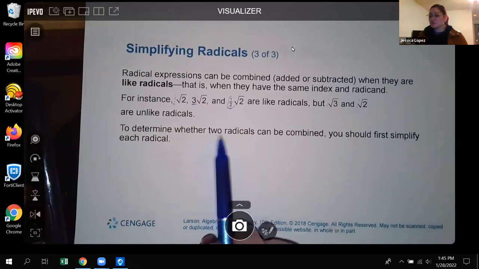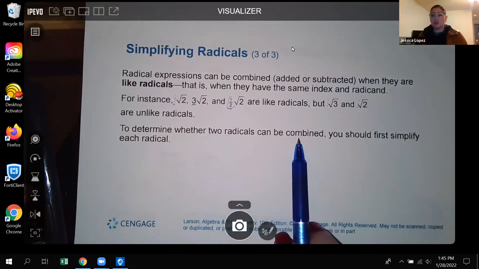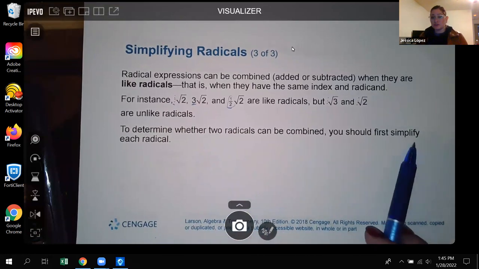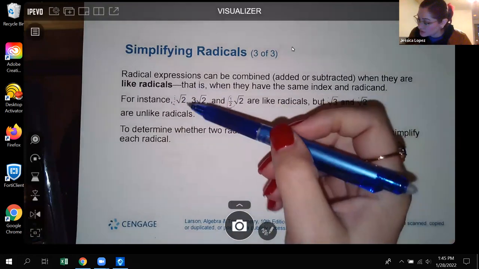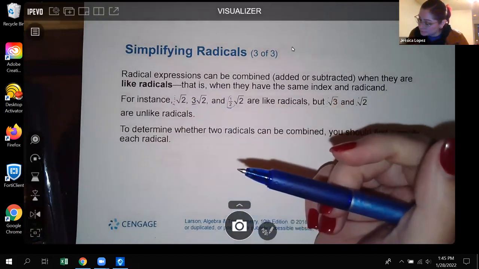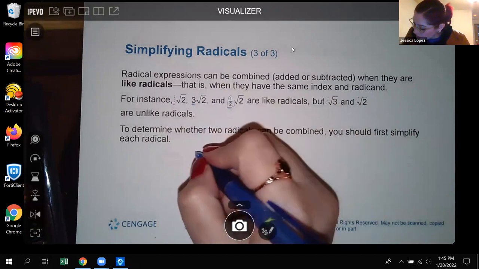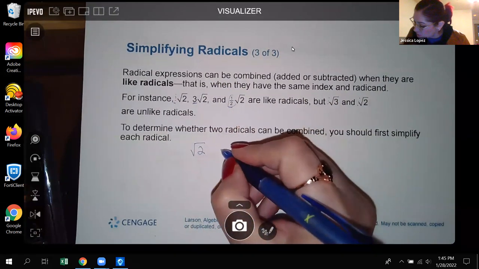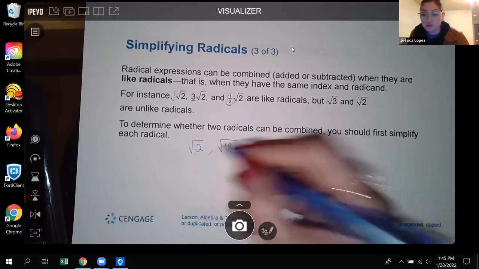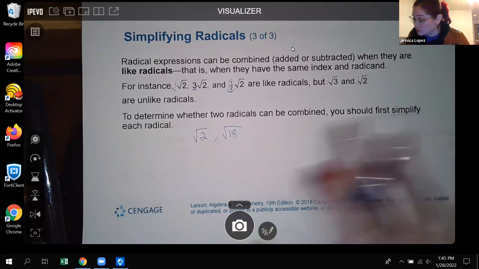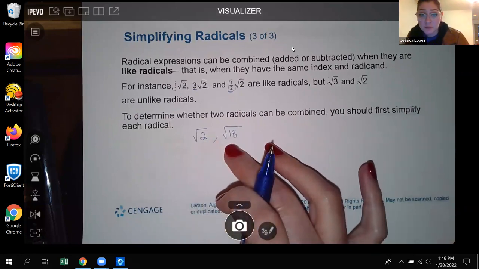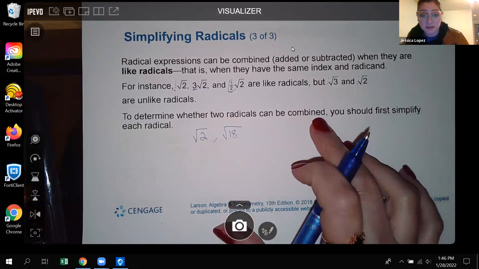And then to determine whether two radicals can be combined or not, you should always try to simplify them first, because they may not look like they have the same radicands, but they may in disguise, okay? For instance, the square root of 2 and the square root of 18. Those may not look like they're like terms, but they are. They are like radicals. They do not have the same radicand right now, but that's why they said to determine whether or not they are the same kind of radical, you need to simplify first.